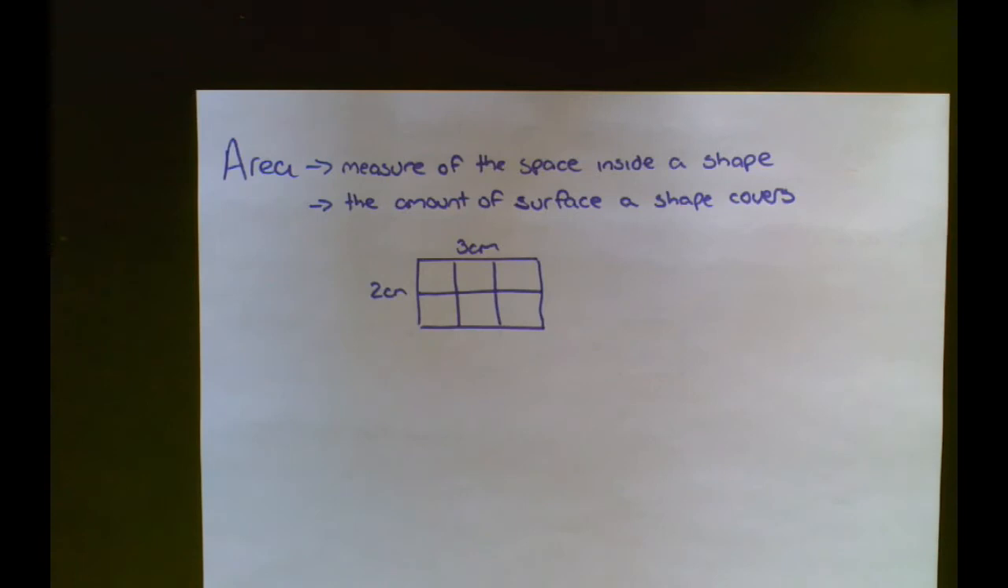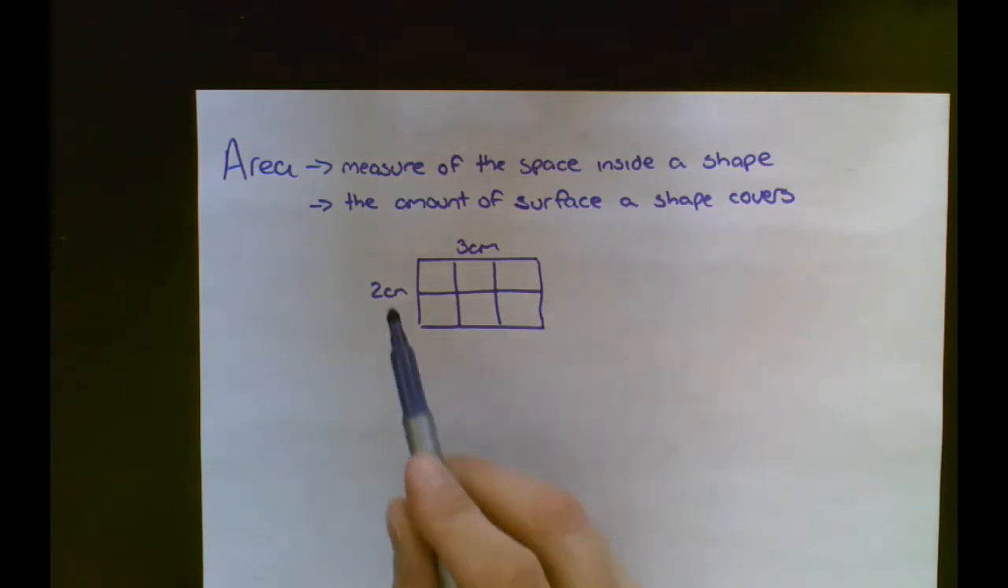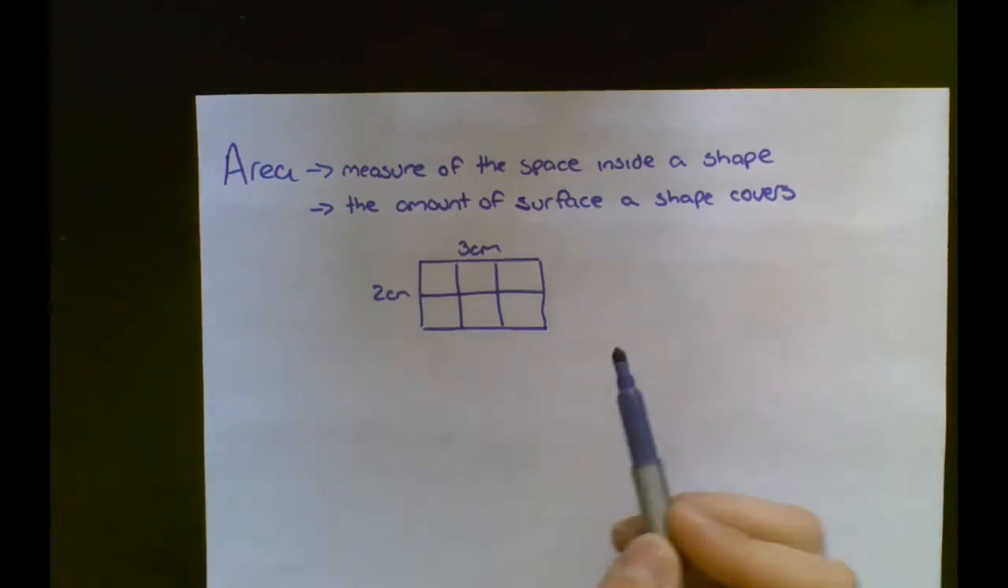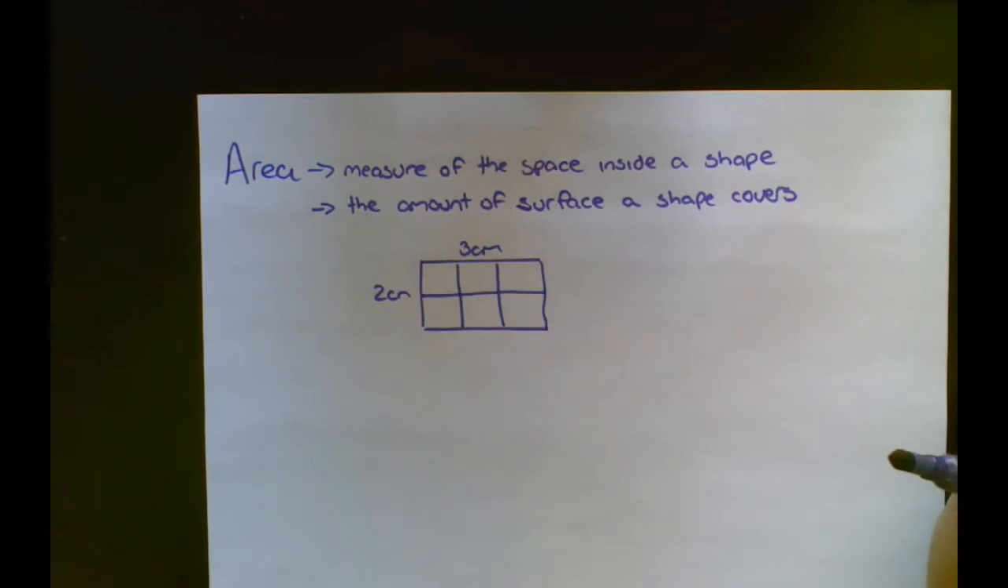Area can be a little bit trickier. Area is the measure of the space inside a shape or the amount of surface a shape covers. We're going to be using grid paper or dot paper a lot. I just did it on this sheet to show you a quick example. So I have a rectangle, 2 centimeters. This is 2 centimeters. We got equal opposite sides, and then 3 and 3.